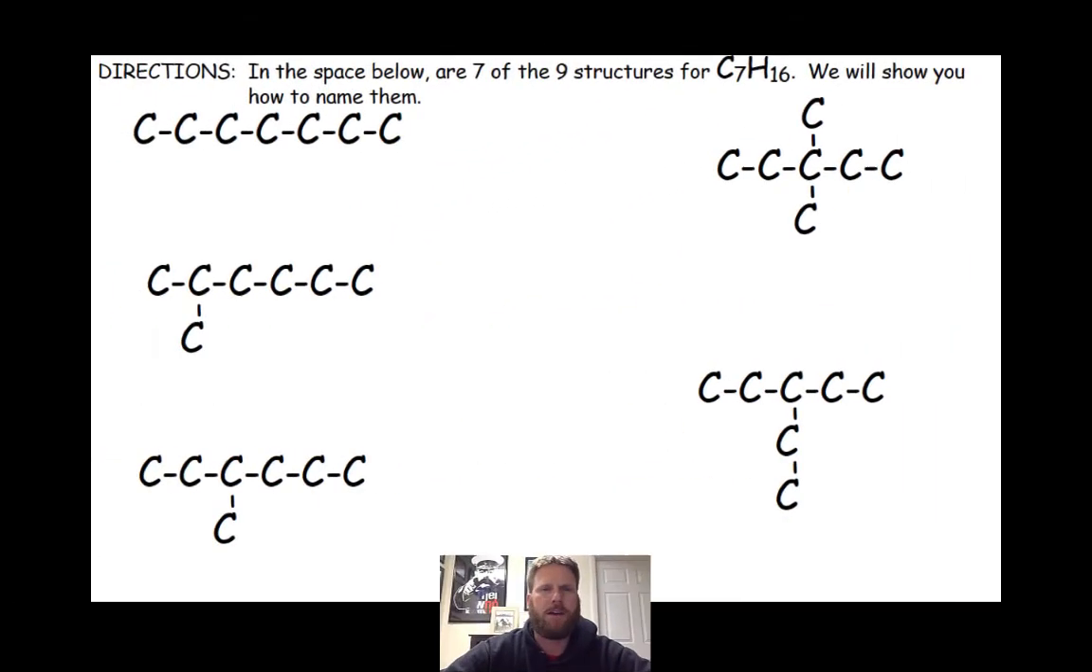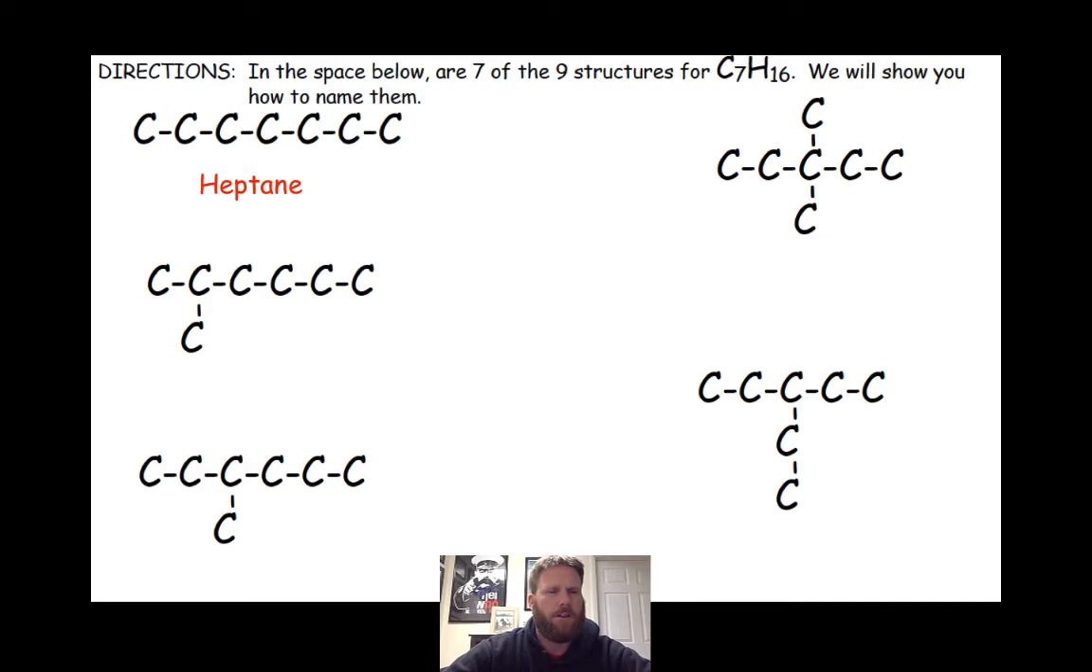Let's get back to naming a couple more. Let's look at 7 of the 9 possible isomers of C7H16. The easiest one to name is simply 7 carbons long. You'll notice here I got rid of all the hydrogens that can confuse us, because all we really need to see is the carbons. So a 7 carbon chain is simply called heptane.